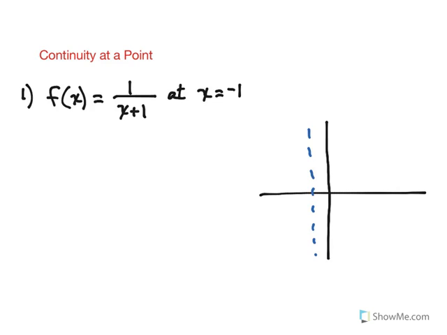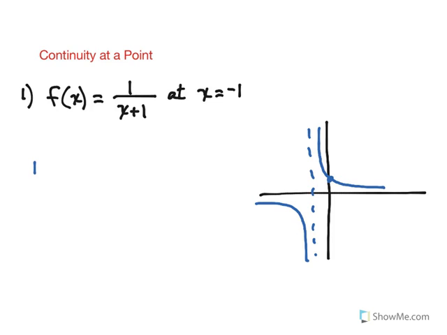It's going to cross the y-intercept at 1, so our graph is going to look like this. And then we'll have one down here like this. So this would be an example of an infinite discontinuity at x equals negative 1. Now let's look at it using those three tests for continuity at a point.